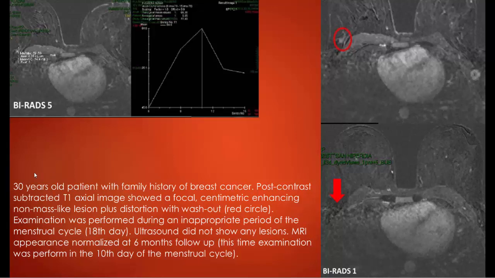Examination during appropriate period of menstrual cycle. Ultrasound did not show any lesion. MR appearance normalized at 6 months follow up. After 6 months follow up, it shows normal.